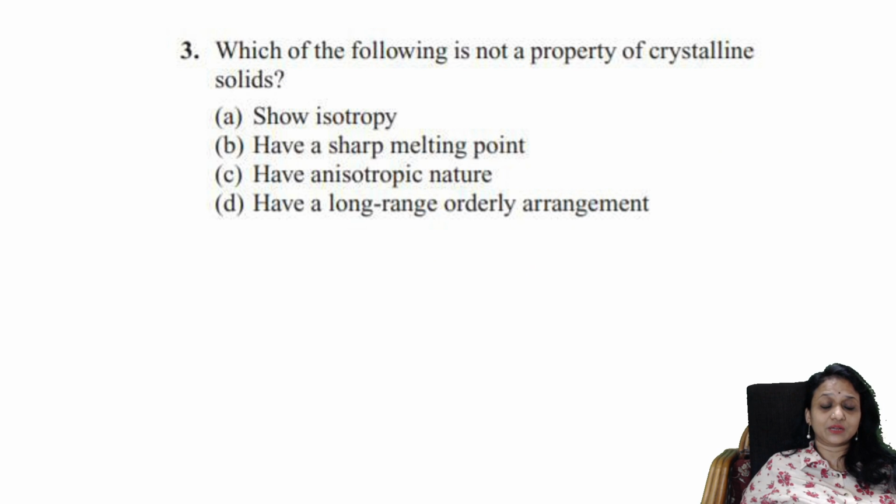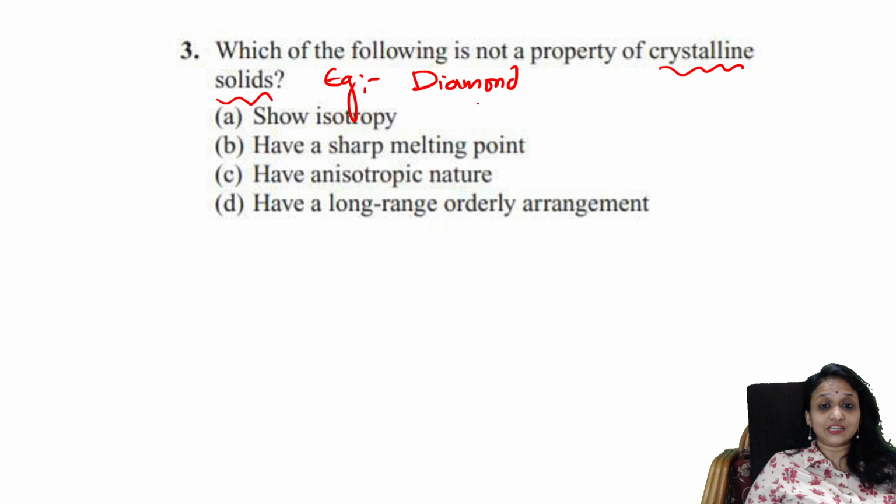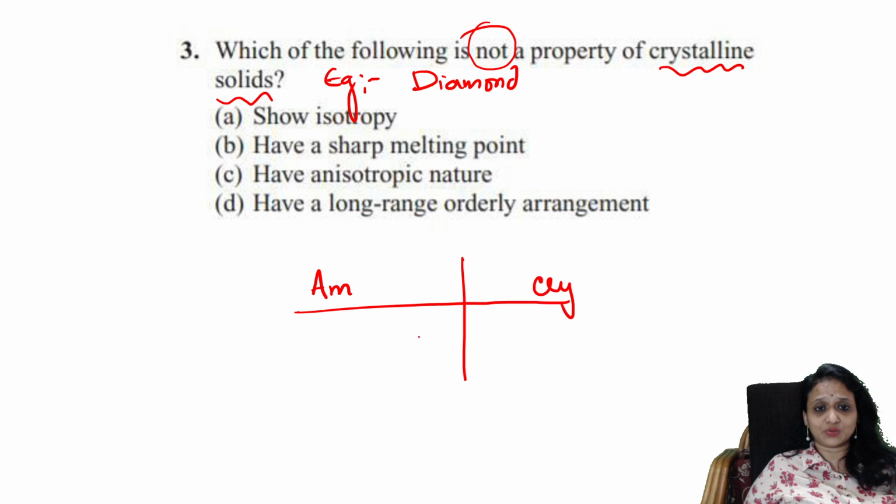Let's check the third one. Which one of the following is not a property of crystalline solids? Just now we said, when somebody says crystalline solids, remember the best example as diamond. Now tell me, students, diamond has a very sharp melting point, but they said something that is not a crystalline property. Normally, when I compare amorphous solids and crystalline solids, always remember one thing.